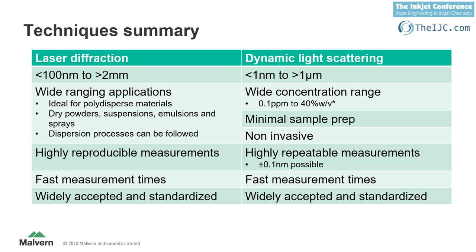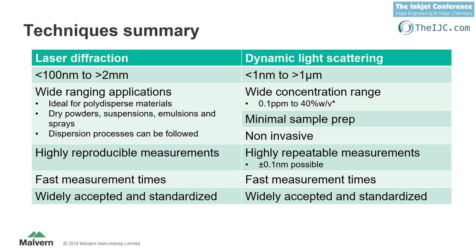In terms of dynamic light scattering, we go from below a nanometer up to around 1 micron to 10 micron. What limits dynamic light scattering at the top end is when the particles start to settle. So they start to fall out of suspension. So it will depend on the density of the material at what point we no longer get useful data from dynamic light scattering. It has a very wide concentration range.